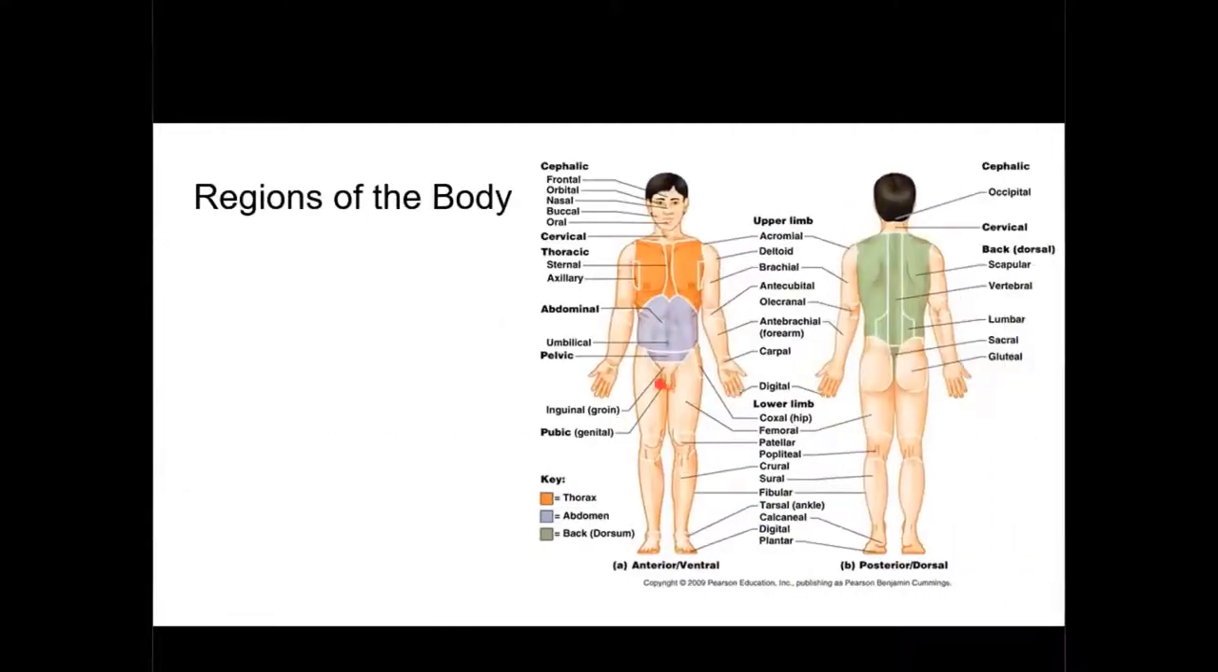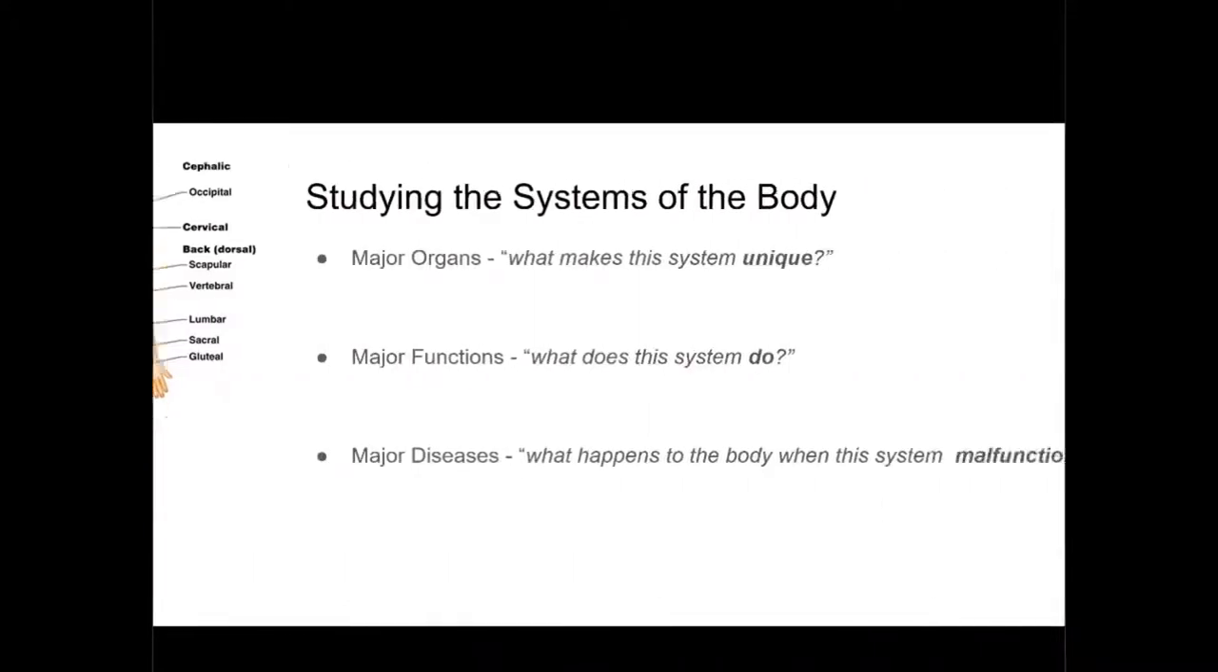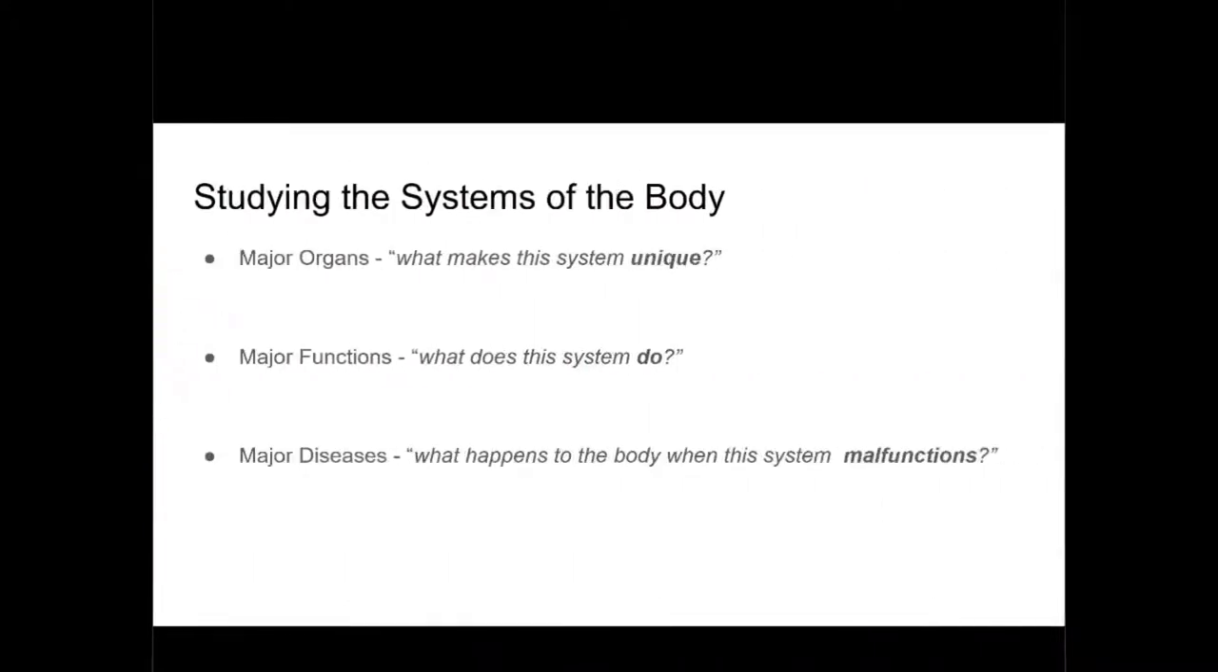Next we're going to go over the regions of the body. You want to know the different sections, and I highly recommend that you use one of those blank labeling sheets, because just reading this page isn't really going to help. However, by forcing yourself to fill out these pages over and over again, you're definitely going to remember the sections a lot easier. Okay, so now we're going to go into the systems of the body.